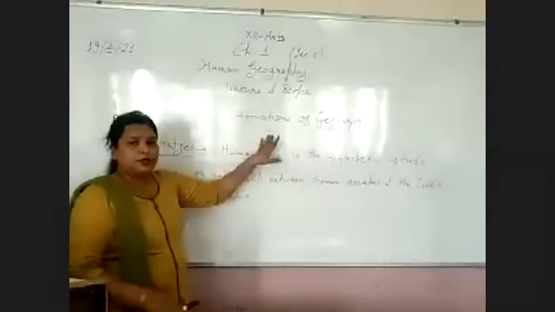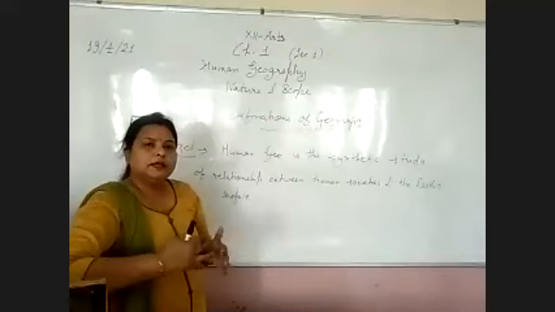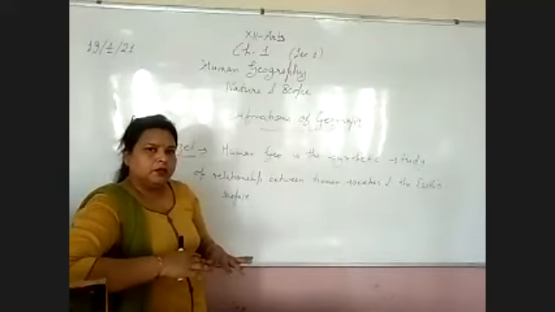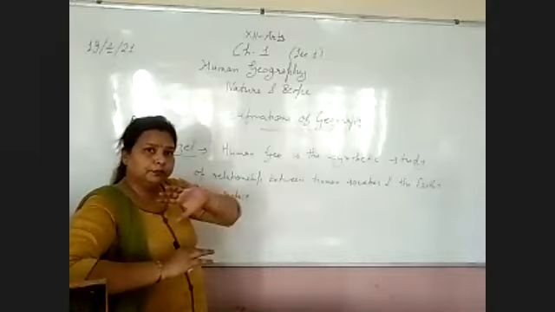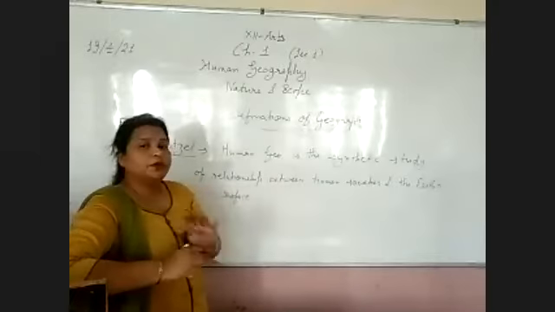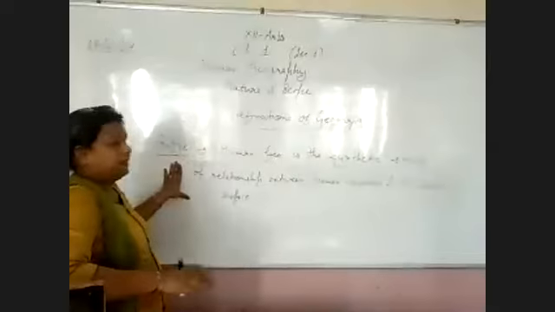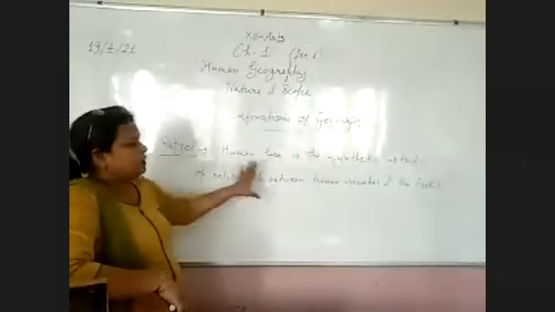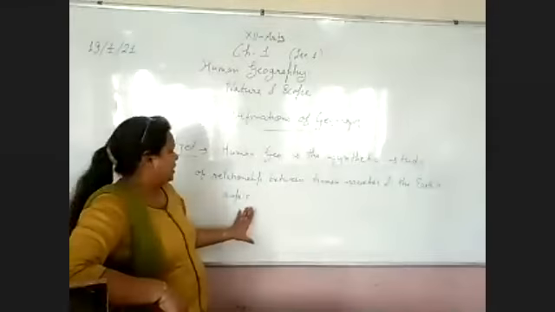Why is it necessary to study these definitions? Time to time, some other aspects are included in geography. So the definition or criteria of geography changes according to the time. So the first definition is given by Ratzel. According to Ratzel, human geography is the synthetic study of the relationship between human societies and the earth's surface.